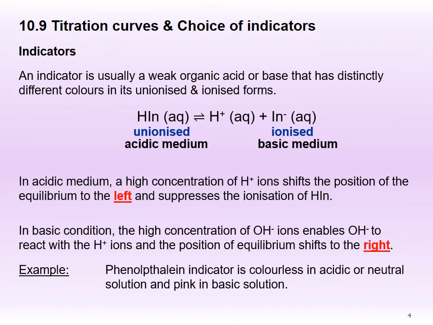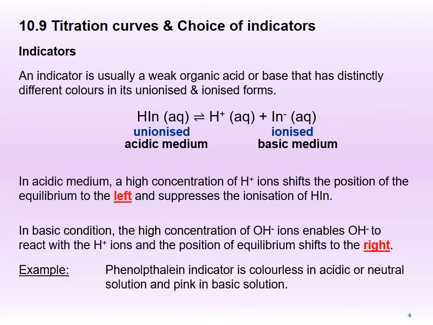Indicators are used in titration to indicate the end point of a reaction. An indicator is usually a weak organic acid or base that has distinctly different colors in its unionized and ionized forms. We may represent an indicator as HIN. In aqueous solution, HIN ionizes and becomes H plus and its conjugate base IN minus.